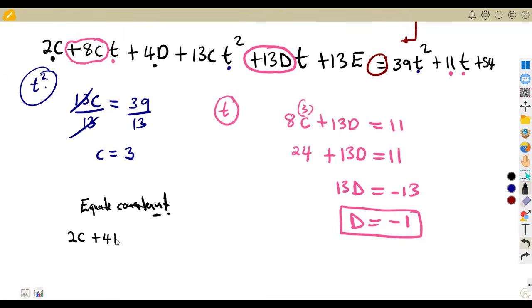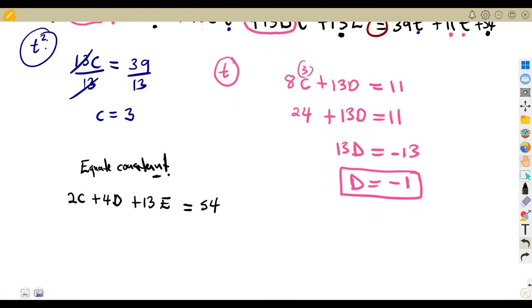Plus 4D, we take as it is, plus, sorry, we do have a T here. We do also have 13A plus 13E like this. These are the constants from the left-hand side combined together. They must give us the answer that we have on the right-hand side for the constant. Then the constant that we have there is what? It's a 54.